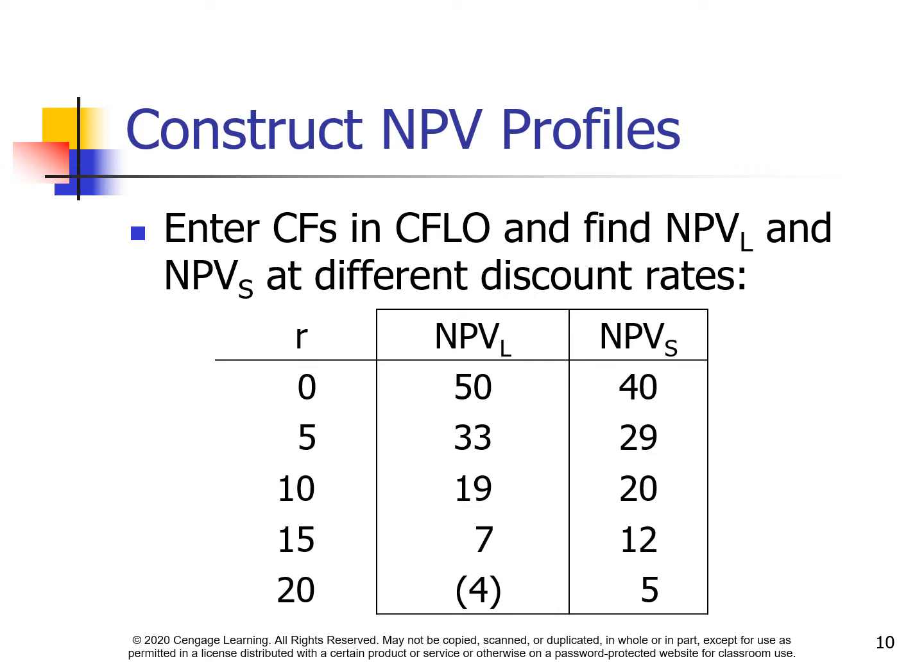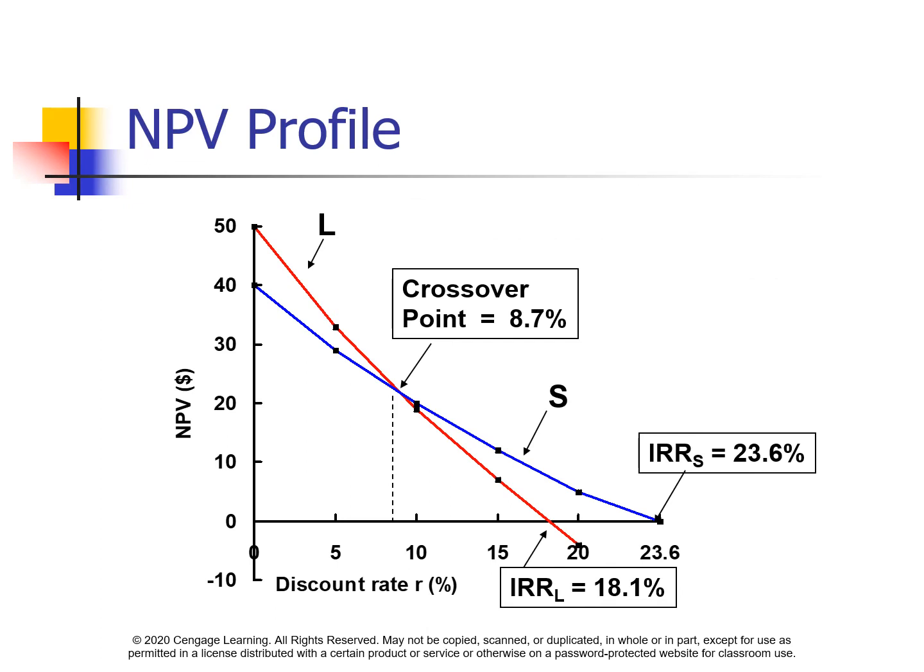Construct NPV profiles. Enter all the cash flows in CFLO and find NPV at a different discount rate. The NPV profile will look like the following picture. Typically, there will be a crossover point between the two projects, Project L and Project S.